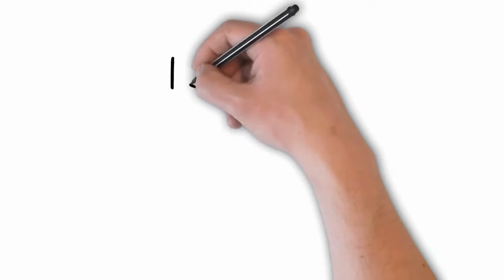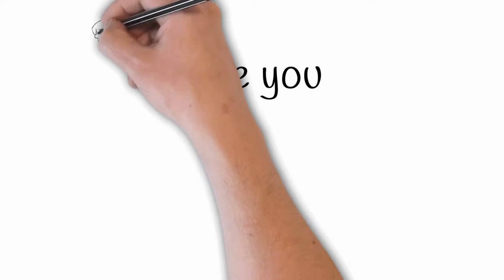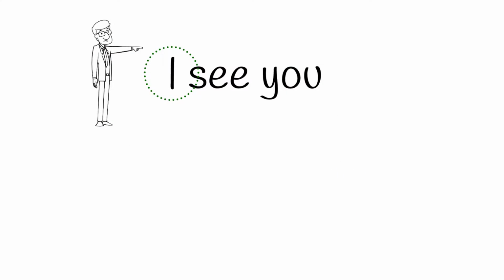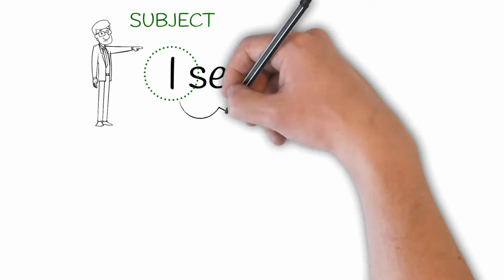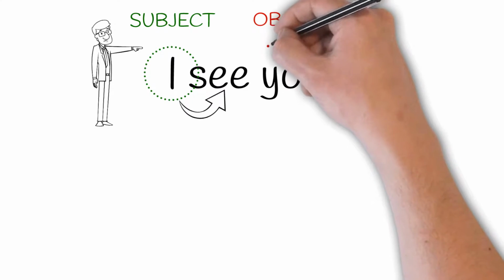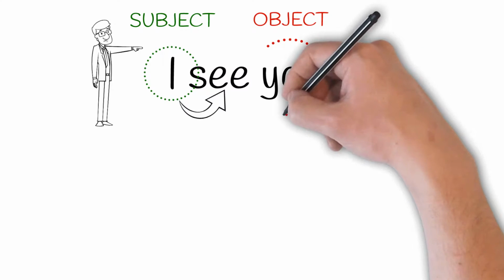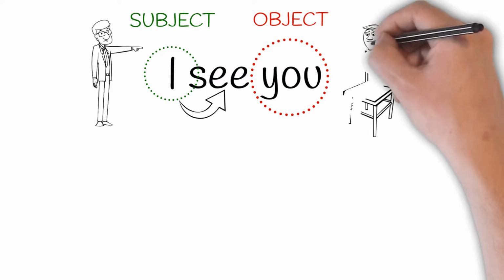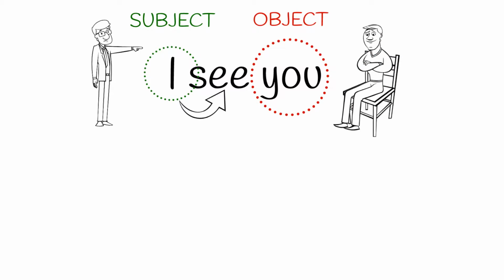Let me show you what I mean with a simple sentence in English. I see you. In this sentence, we have the verb see and two other elements. An active element, which is I, that's the subject, that's controlling the verb see. And we also have an object, you, which is on the receiving end of that verb. It is completely passive in this sentence.